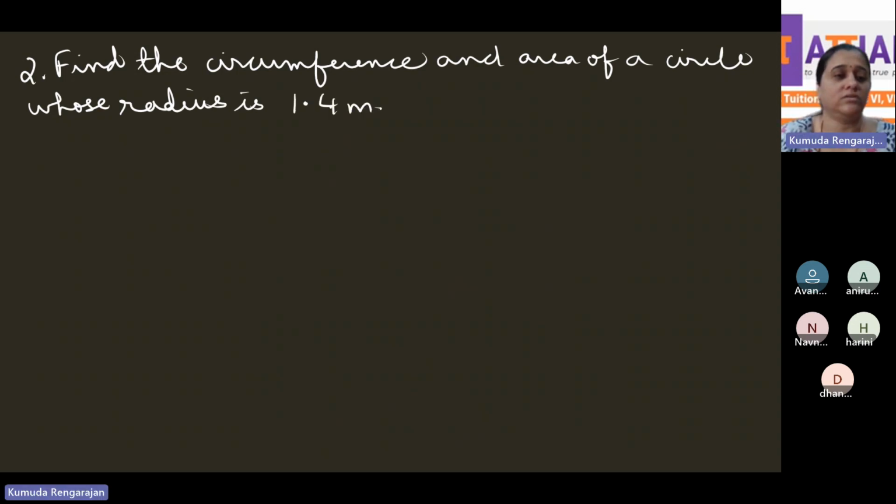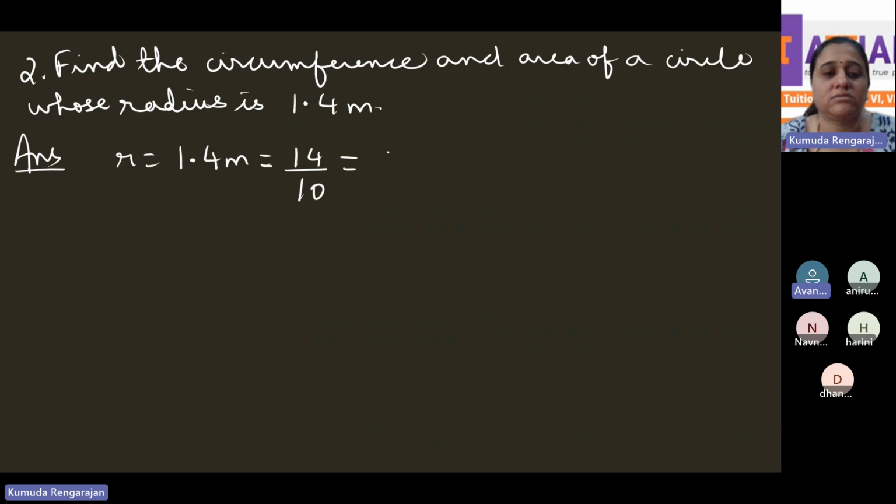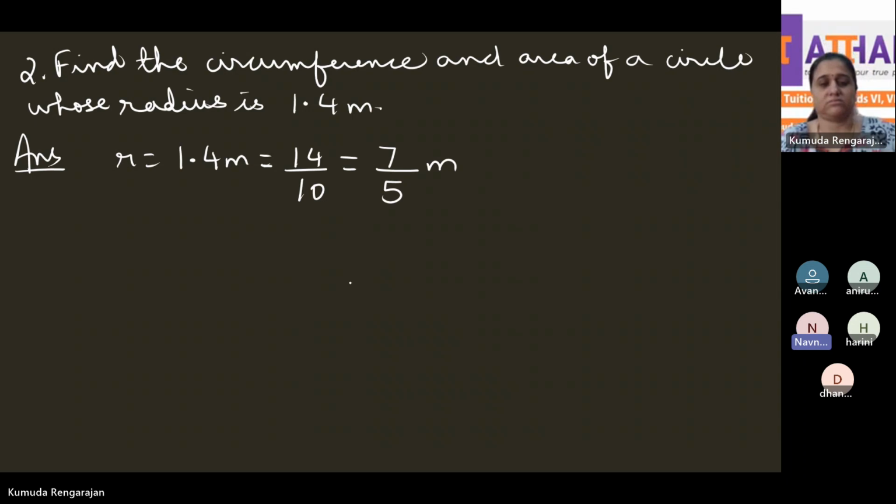Yeah, this is the question. First, we have to find the radius. 1.4 as a fraction is 14 by 10. 14 by 10 is equal to what? 7 by 5, ma'am. 7 by 5.